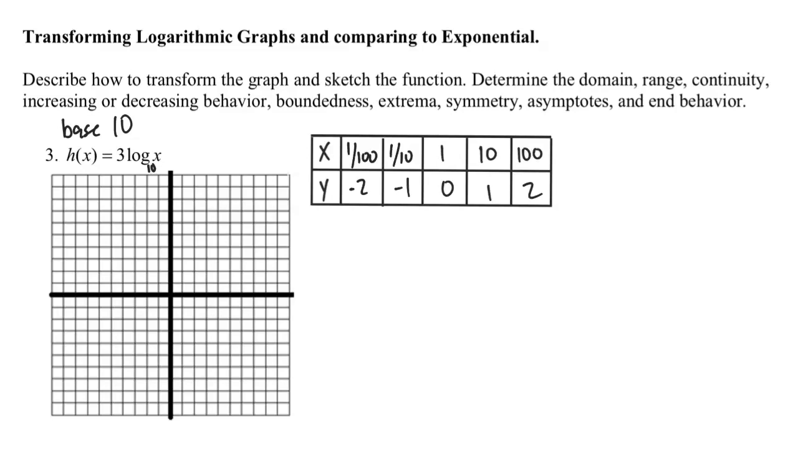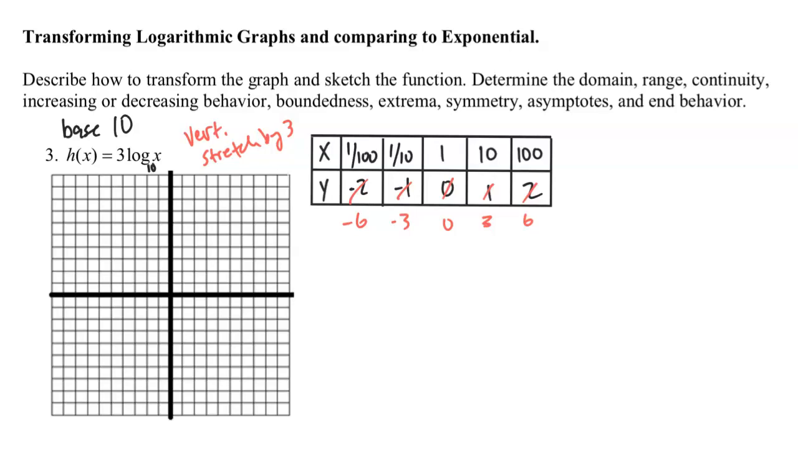And then what's happening to this graph with the 3 in the front? Well, that is representing a vertical stretch by a factor of 3. So a vertical stretch by 3. What that means is we're going to alter our y-coordinates here by multiplying them by 3. So this is going to become negative 6. This will become negative 3. This will stay 0. This will become 3. And this will become 6.